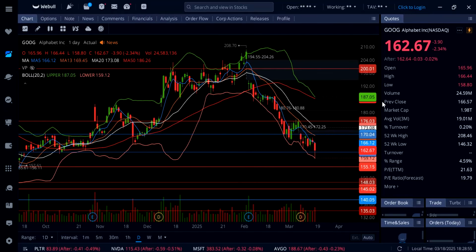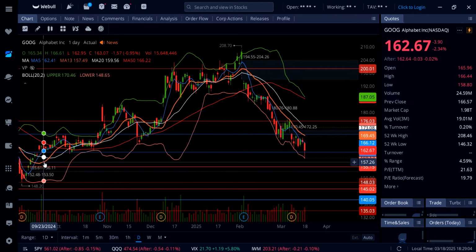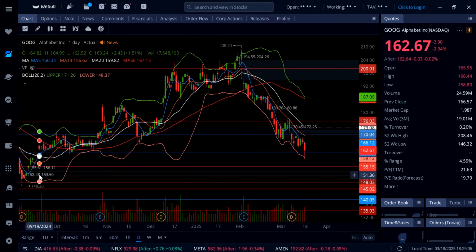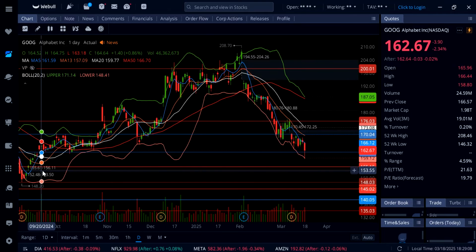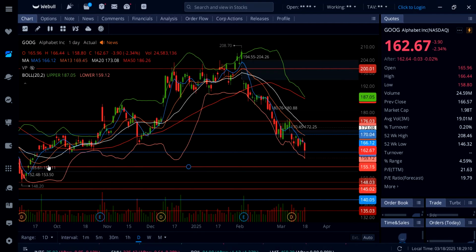On Google, stock is down 2.34%. So here's another name. It was trading at almost 209, and now it's at 162. Today we did close one of those gaps at 159. We got two other gaps down here, but it's filling quite a bit of these gaps.